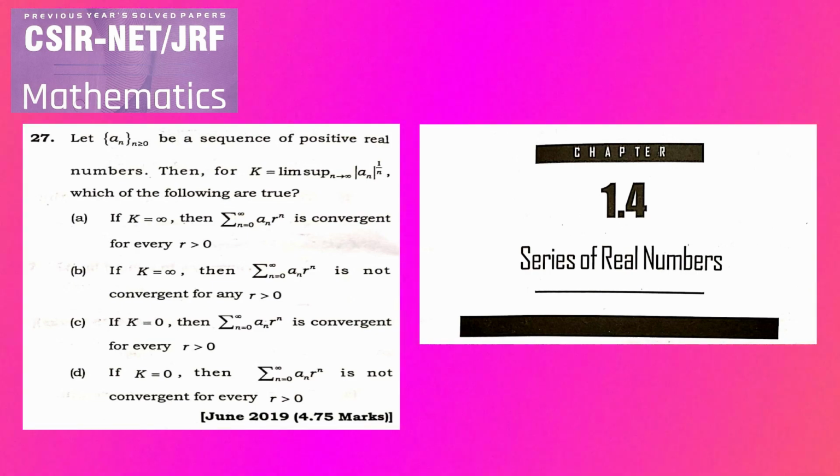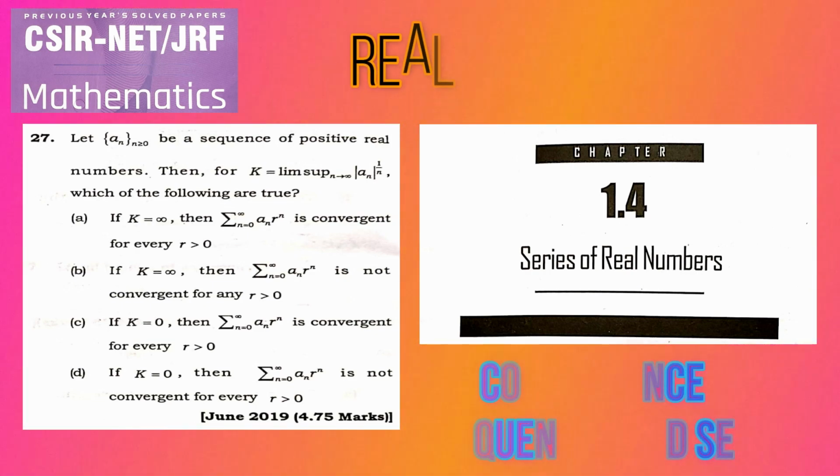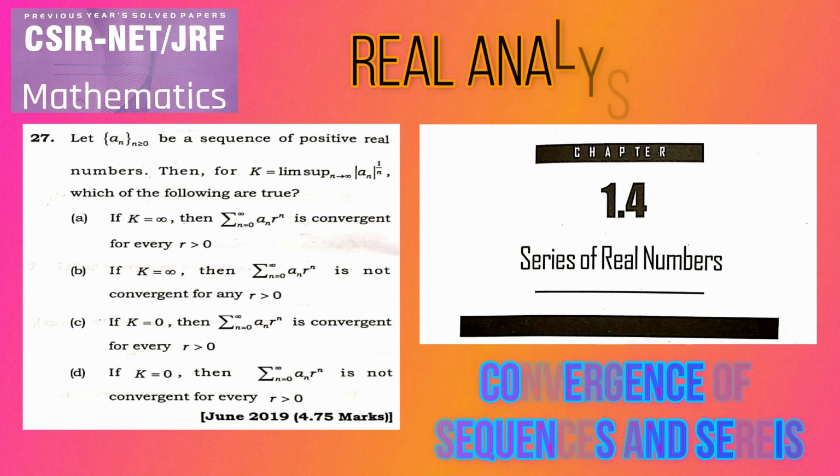Here in our question we are given a_n, a sequence of positive real numbers. Then we have to find k, which is equal to the limit as n tends to infinity of the supremum of |a_n| raised to 1 by n. Okay, k is given this way, and then we have to find which one of the following options is true. If you observe this k carefully, it seems like some standard result.